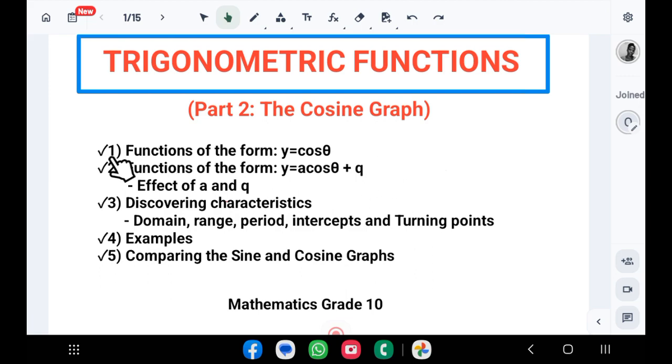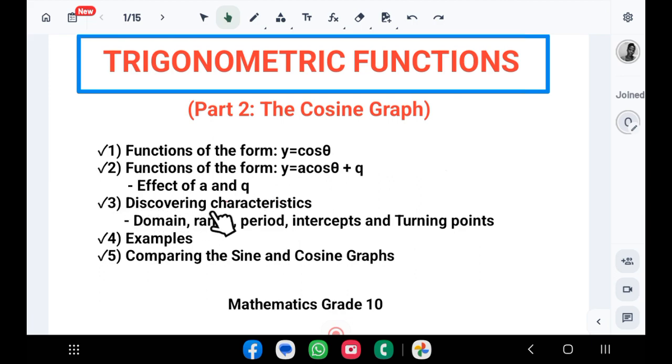In detail, we're going to look at number 1, functions of the form y equals cos theta, which is the most basic standard format of a cosine graph. Number 2, we're going to look at functions of the form y equals a cos theta plus q, and we're going to look in detail at the effect of a and q on the graph. This is basically a shifted graph, and we'll see exactly how the shifting occurs.